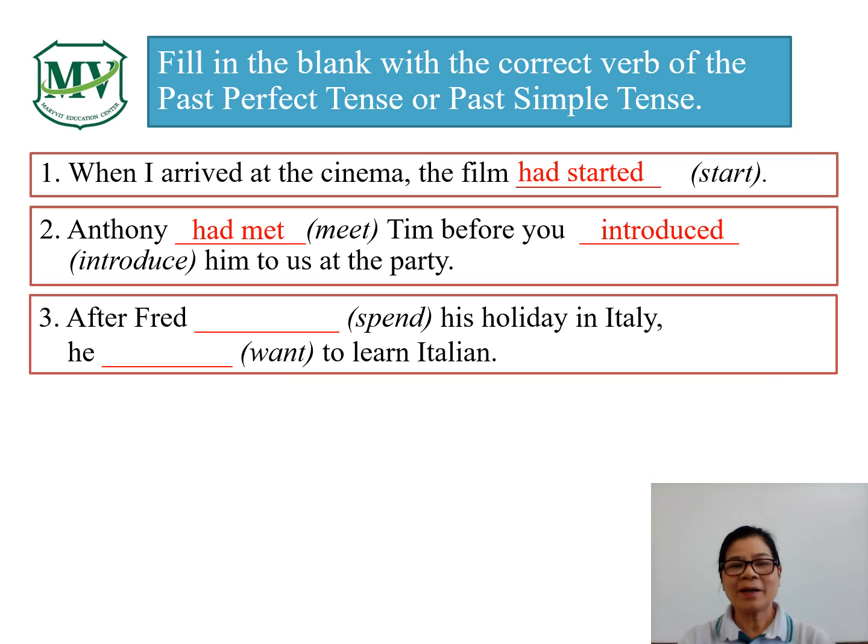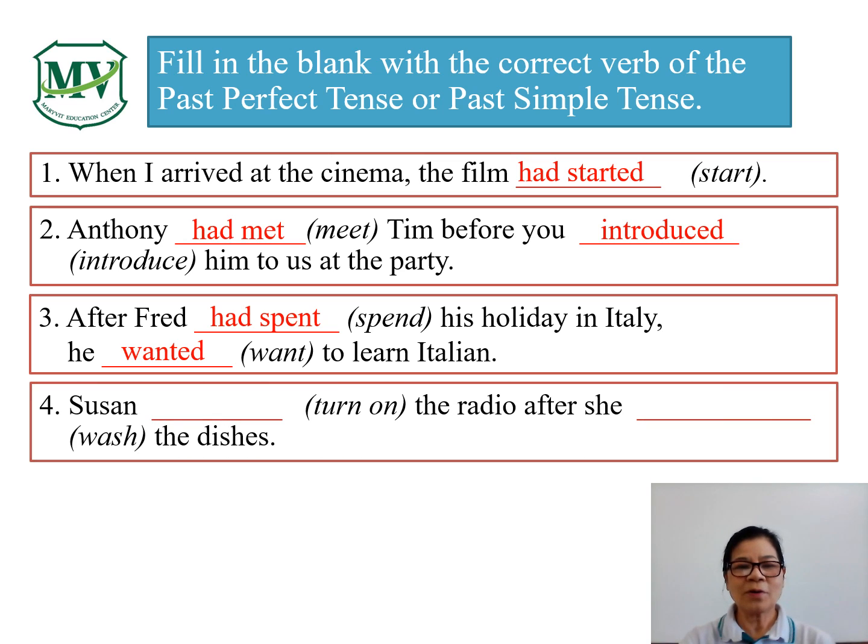For number 3, after Fred blank spend his holiday in Italy, he blank want to learn Italian. In this sentence, the first event is after Fred had spent his holiday in Italy. He wanted to learn Italian. So for the second event, we use the past simple tense.